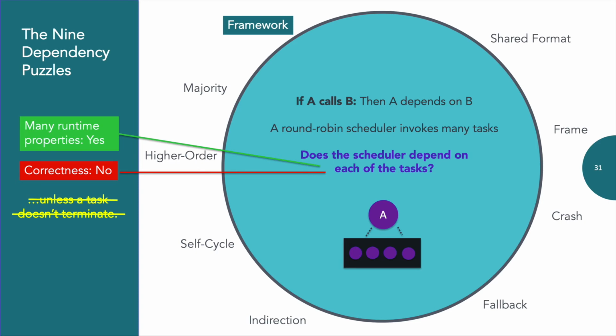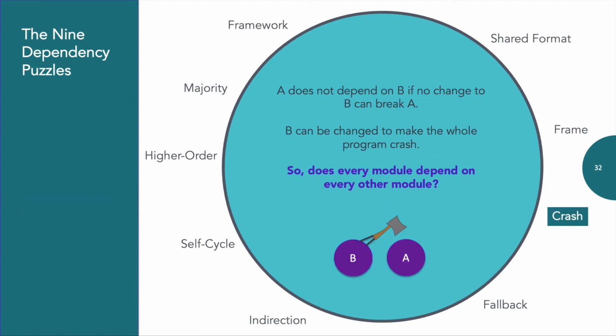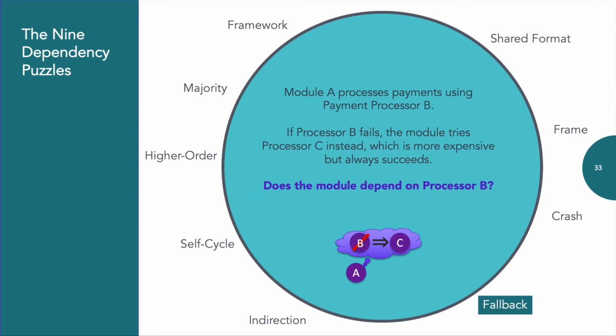So if we just rule out hogging the scheduler, then there's no correct dependence from the scheduler to each of the tasks. And we can similarly rule out crashing changes, and now not everything depends on everything else in this context. But this still doesn't tell us how to address the fallback puzzle.